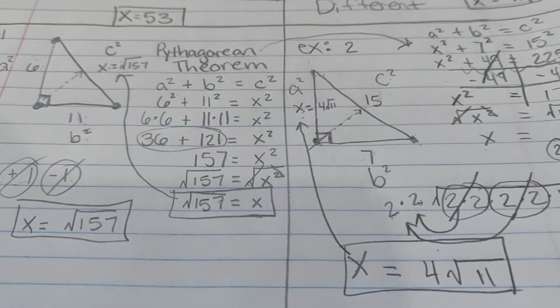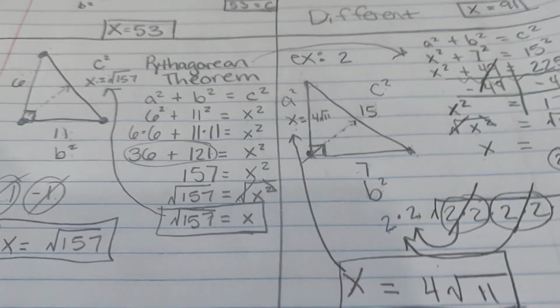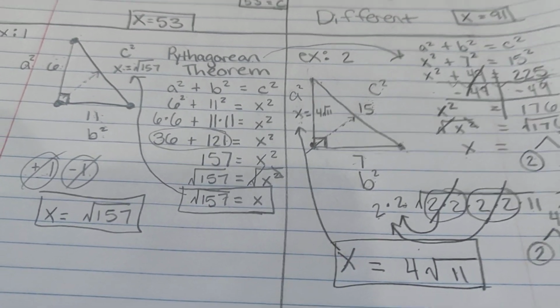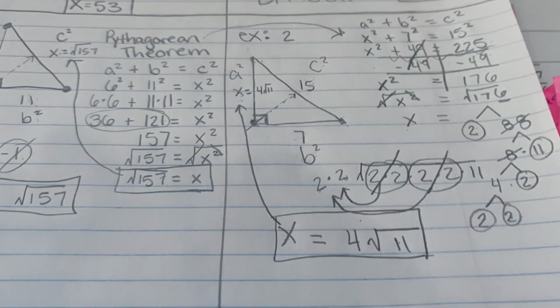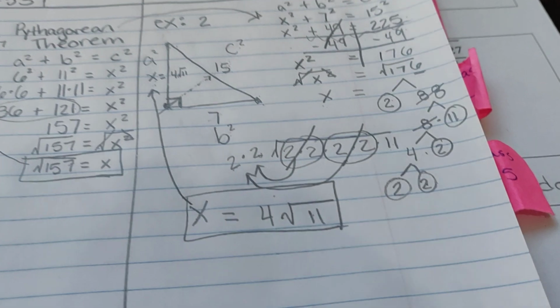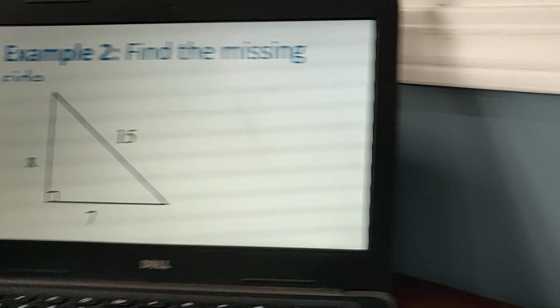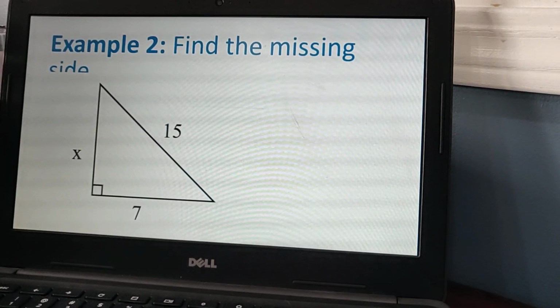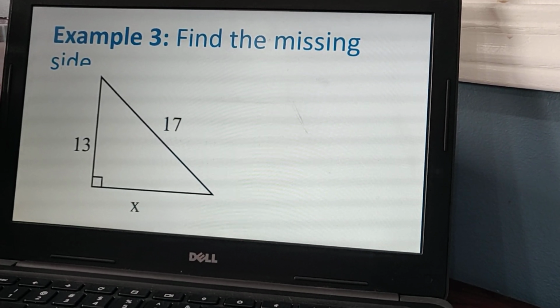So earlier I said, okay, this is the last problem. Yeah, well, we actually have one more. Definitely one more. Let me look here. Yep, definitely one more. Okay, so back to our computer. Example 3.